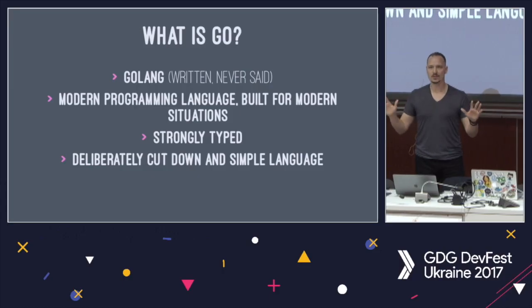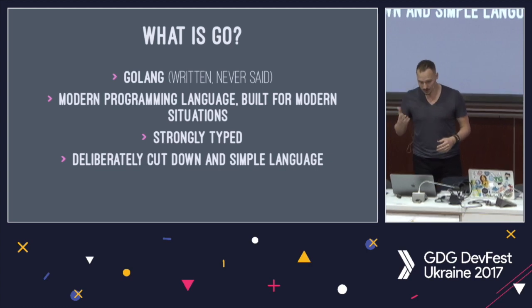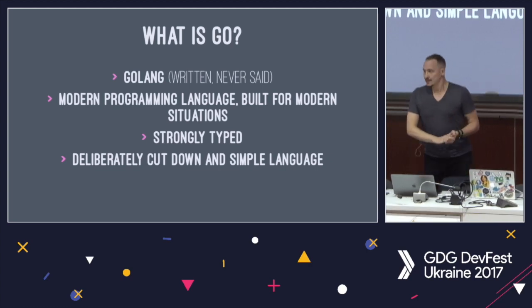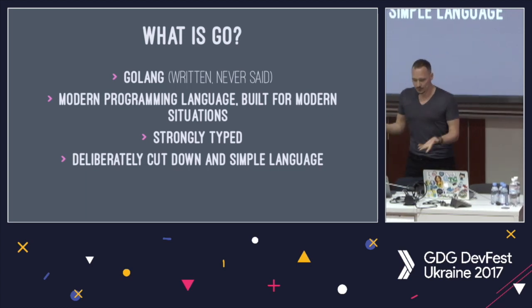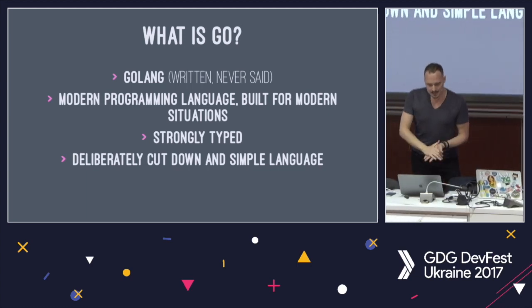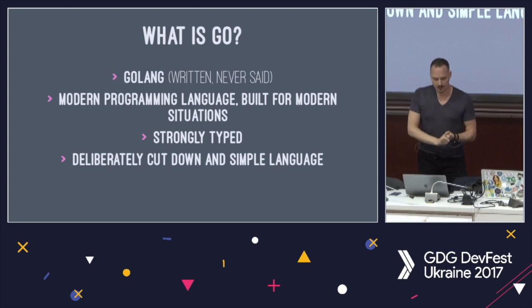So I'm going to do a quick intro to Go, just in case there's anybody who hasn't used it or maybe hasn't seen it. We write it Golang, but we don't say Golang, we say Go. It's a modern programming language. And I'll explain a little bit more why that's important.